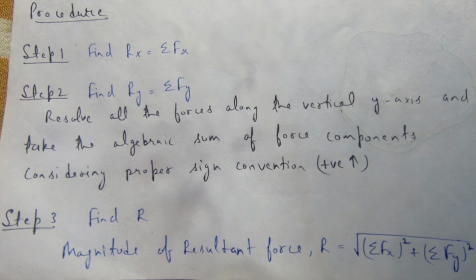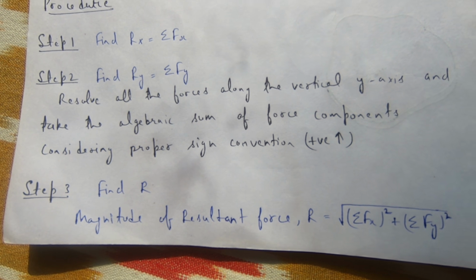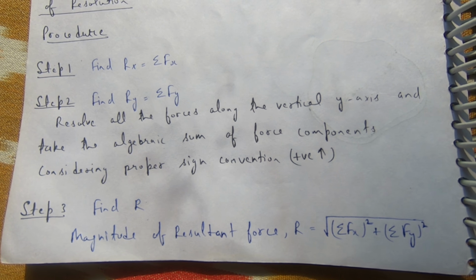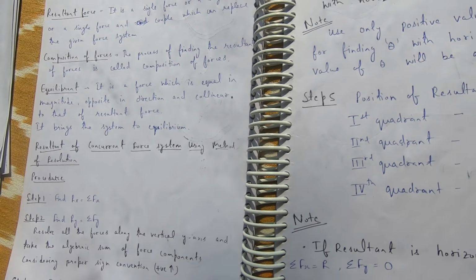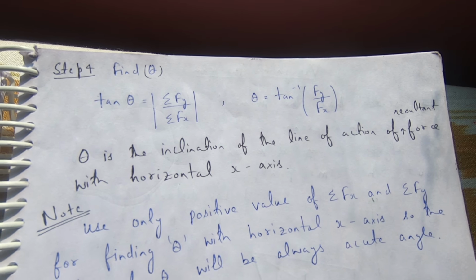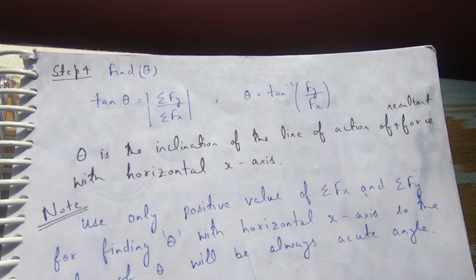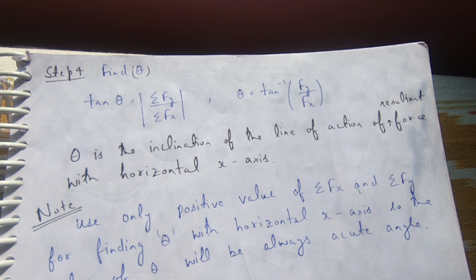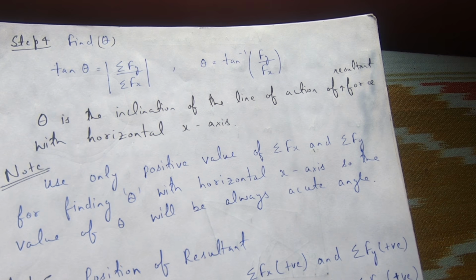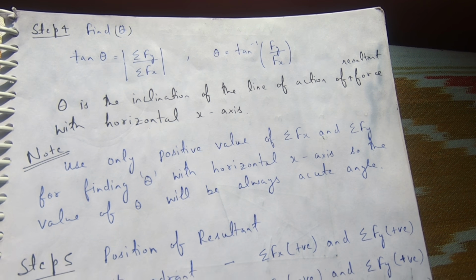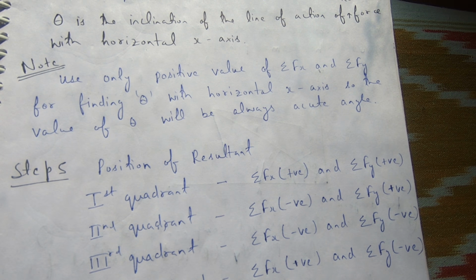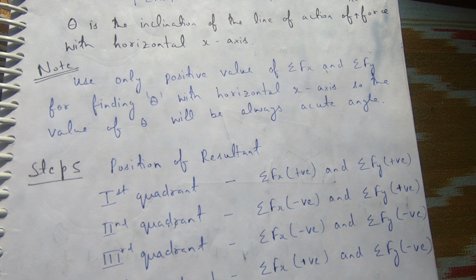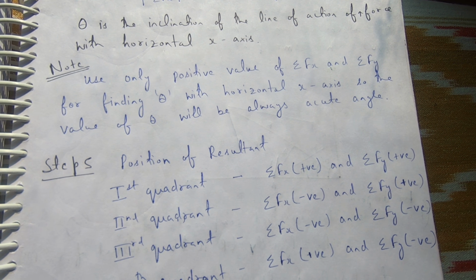Step 3: find R. The magnitude of resultant force R is equal to the square root of (summation of forces in x) whole squared plus (summation of forces in y) whole squared. Step 4: find theta. Tan theta is equal to mod summation Fy by summation Fx. Theta is equal to tan inverse Fy by Fx. Theta is the inclination of the line of action of resultant force with the horizontal x-axis. Note: use only positive values of summation Fx and summation Fy for finding theta with the horizontal x-axis, so the value of theta will always be an acute angle.